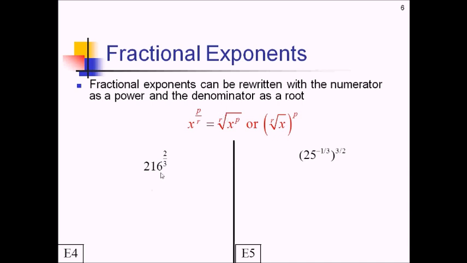So 216 to the 2/3 power, 3 is the root, 2 is the power. So you could think of this as the cube root of 216 raised to the second power. And again, you get to choose which of these things you do first, but honestly, I think it's probably easier to take the root first and then do the power. Otherwise, you're trying to take the cube root of a very large number.